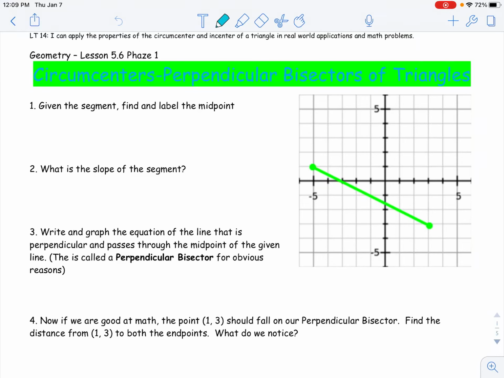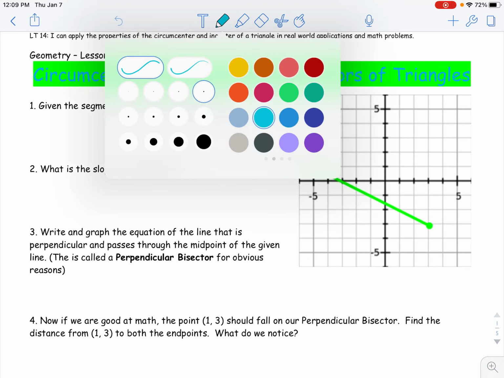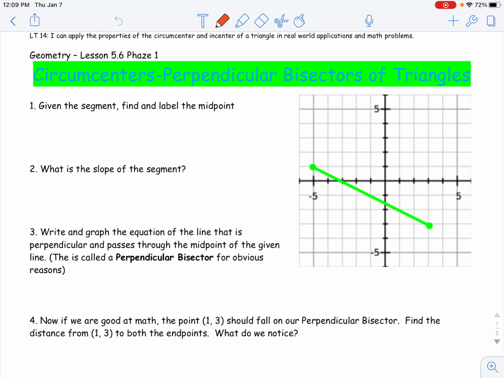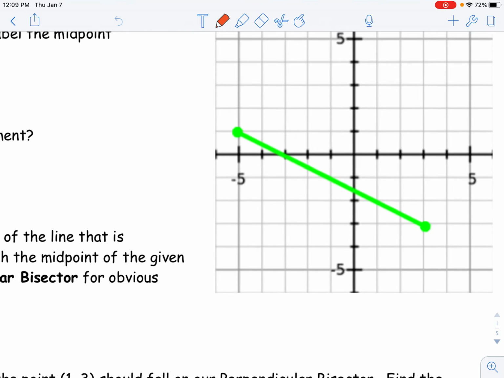All right, students, so we're here with circumcenters, perpendicular bisectors of triangles. And these next few lessons I really like. I actually find them very interesting and they're pretty cool. So put on your thinking caps and let's go.